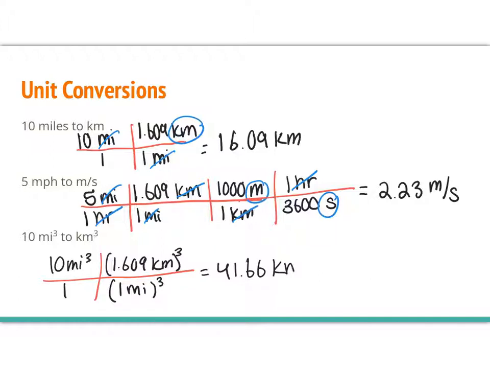So for my final answer, I'm going to get 41.66 kilometers cubed. I've been asked before, why don't I cube my number I'm starting with? Well, it's already cubed. It's already measured in miles cubed, so we don't have to touch that.